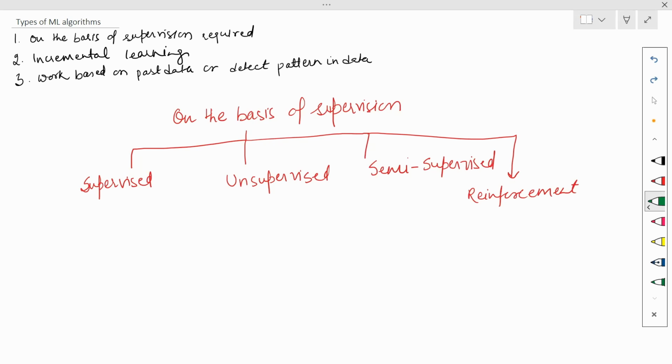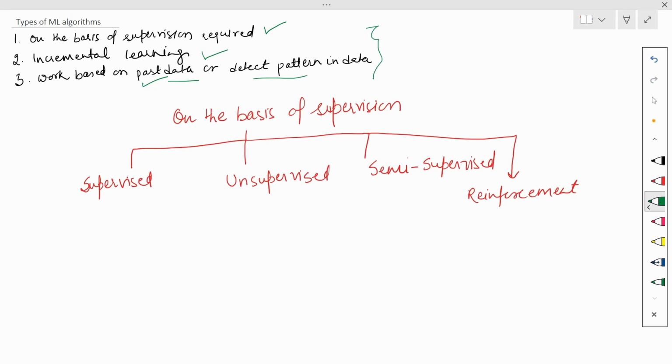Machine learning algorithms can be categorized on the basis of different parameters. One of them is supervision, that is, how much supervision is required to train an algorithm. The other is the learning strategy: whether an algorithm can learn in batches or online learning is supported. And the third one is how predictions are made, whether the algorithm is making predictions on the basis of past data or detecting patterns in new data. On the basis of these categories, the machine learning algorithms are further categorized.